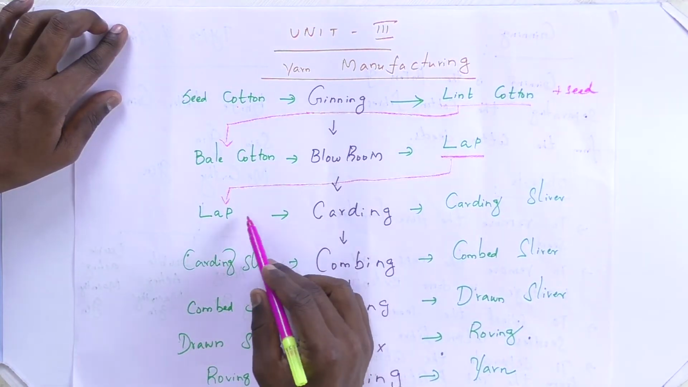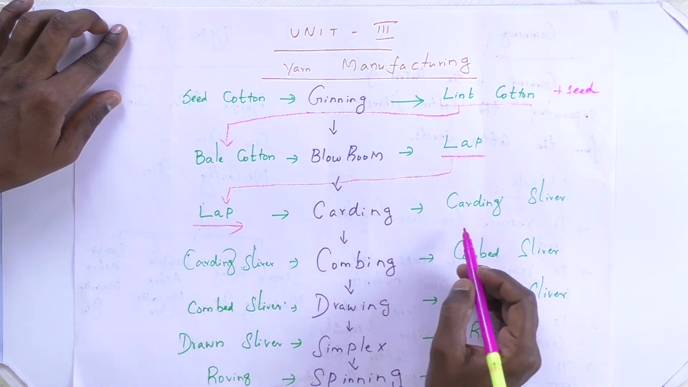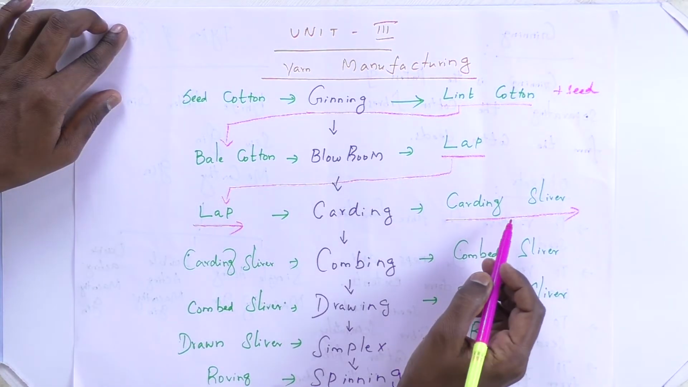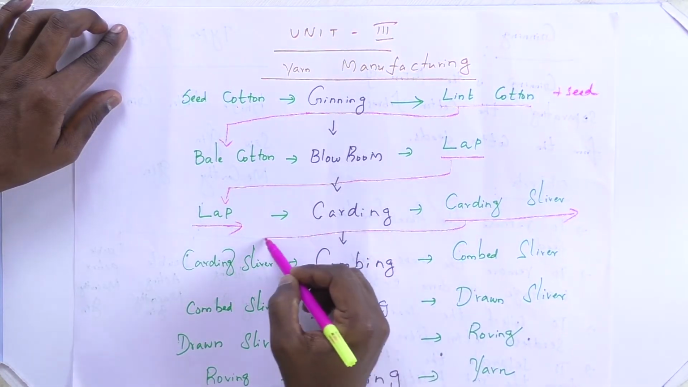So carding. The main object of the carding machine is fiber to fiber separation. Individual fiber separation takes place in the carding process. In the carding process, the input material is lap. The output is a carding sliver. A sliver is a continuous length of rope-like appearance. The carding sliver is the feed material for the comber.